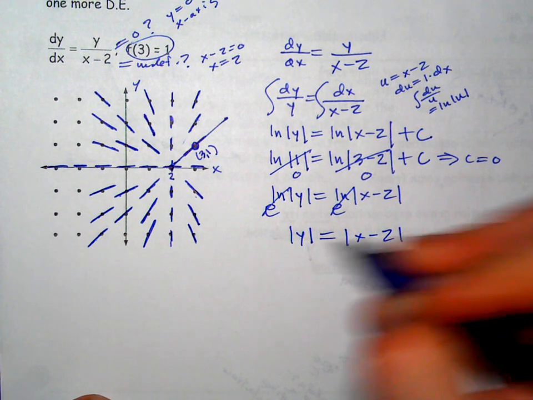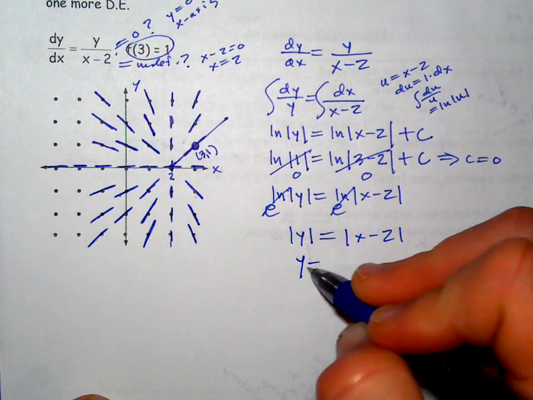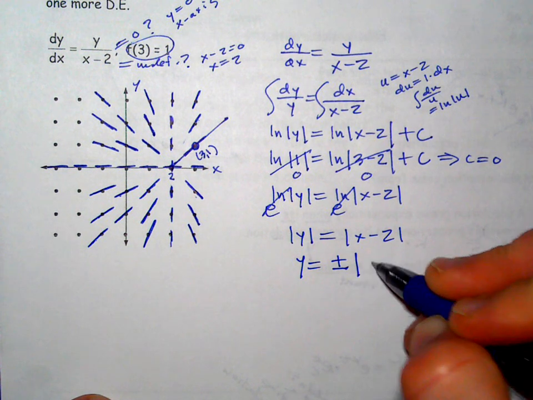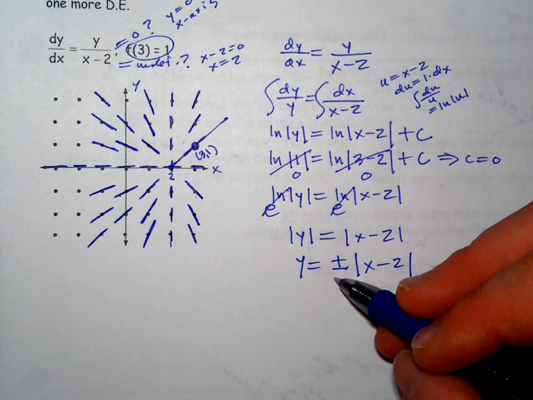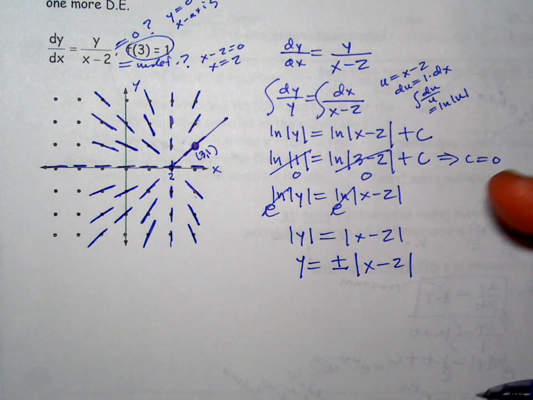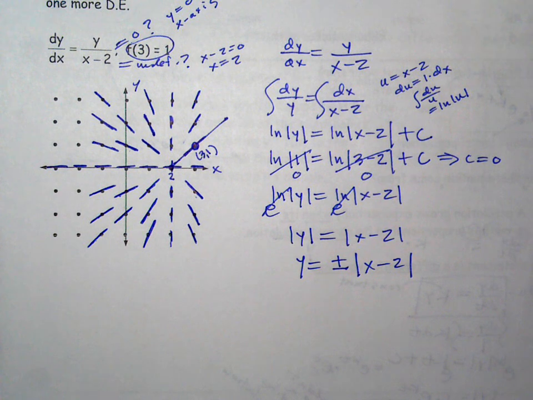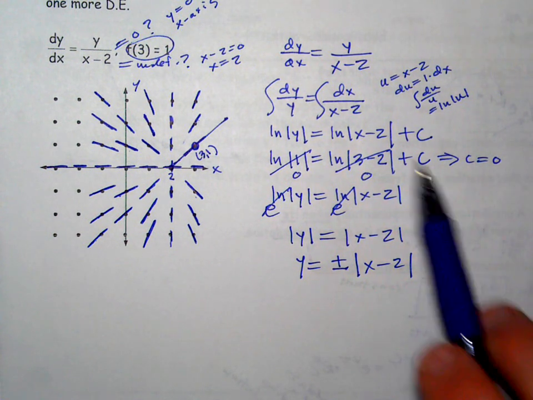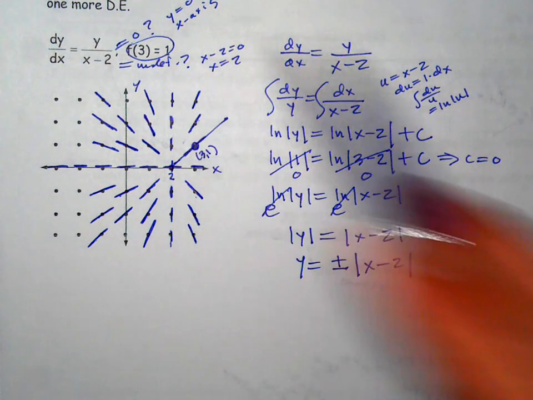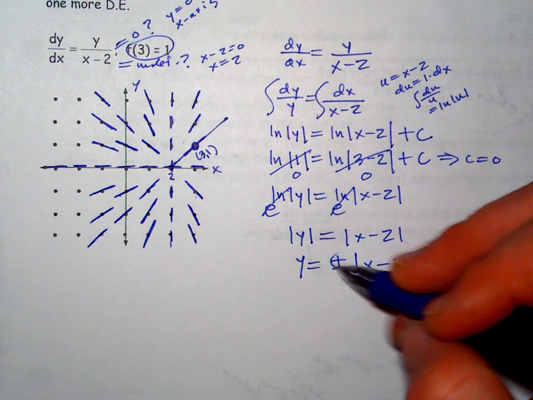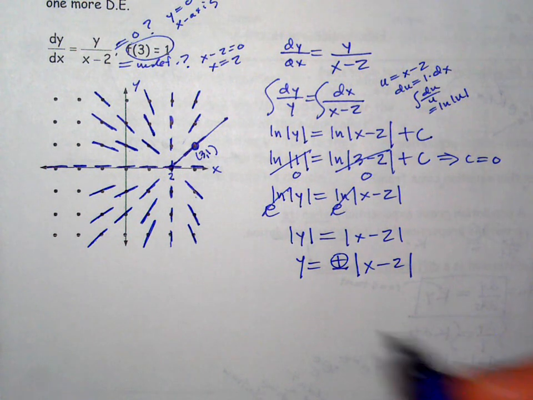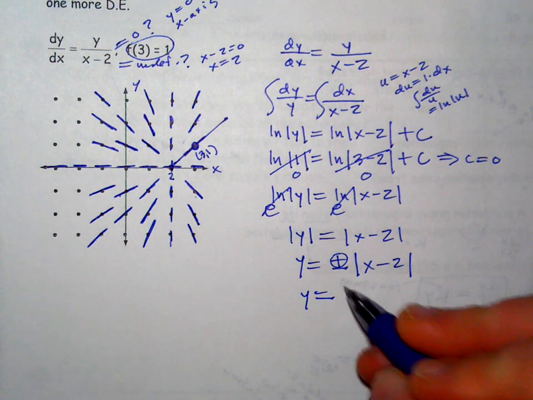Now I'm going to get rid of the absolute values around the y, plus or minus. I'm not getting rid of the absolute values around the x minus 2. I can't really do that right now. Now I should choose plus or minus, because if I leave plus or minus, that's 2 answers. I'm trying to find one specific answer. So if we plug the initial condition in, 3 in for x, we should get positive 1 out, so we're going to go with the positive. So this is what we have right now.